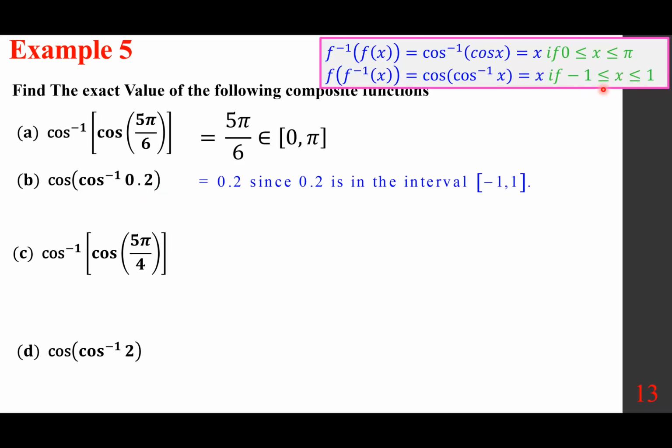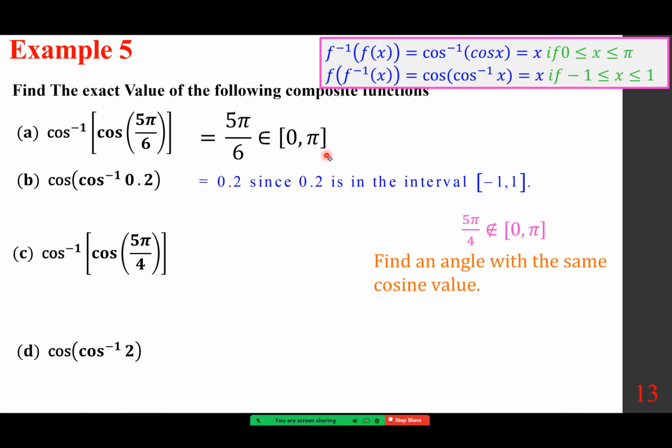Let's look at this case. Okay, so we are looking at this one. Is 5 pi over 4 between 0 and pi? Obviously not, because this is larger than pi. So 5 pi over 4 is not between 0 and pi. So what do we have to do? We have to find an angle with the same cosine value. 5 pi over 4 is in the third quadrant.